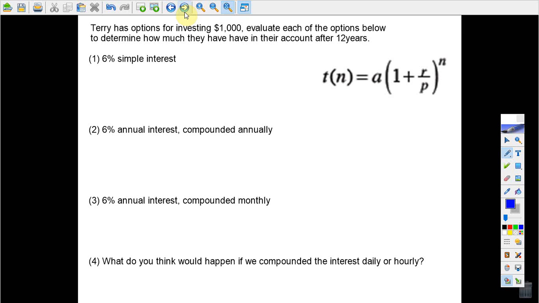And then question 4, what do you think would happen if we compounded the interest daily or even hourly? And we'll talk about that in class, guys.